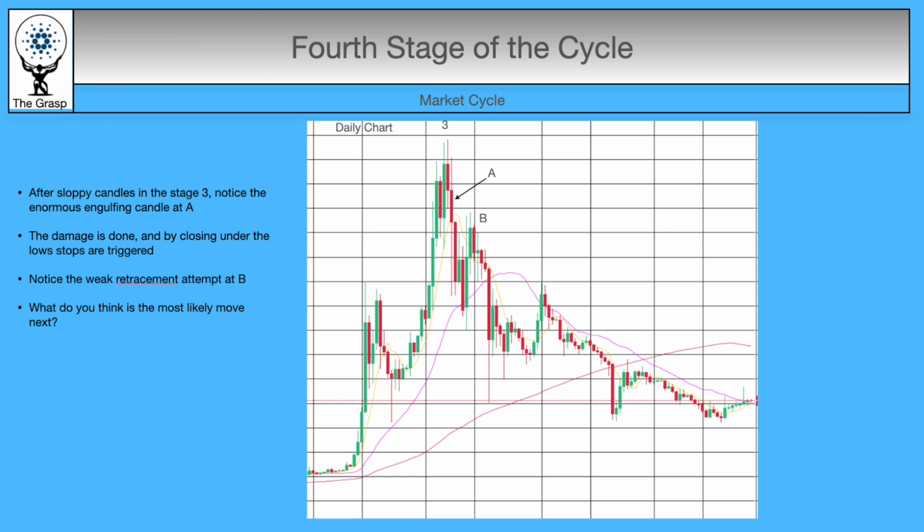Notice this chart here. After the sloppy candles in stage 3, notice the enormous engulfing candle at A. The damage is done, and by closing under the lows, stops are automatically triggered. And notice a weak retracement at B, but the thing is done. The damage is done, and we are heading down.